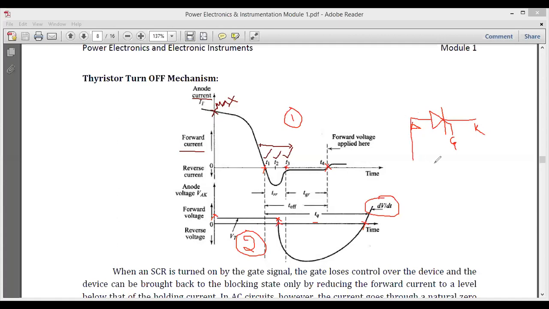Let us apply voltage here. At this particular point, this is plus and this is minus. This is my SCR. Whenever I apply the voltage from the battery, the flow of charge will be from positive towards this point, and it has to come out at this particular point, like this. This is the flow of charge.